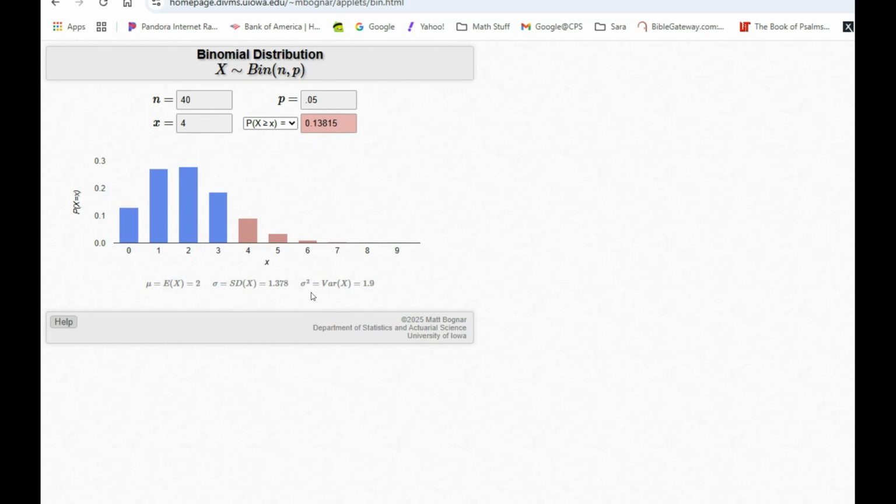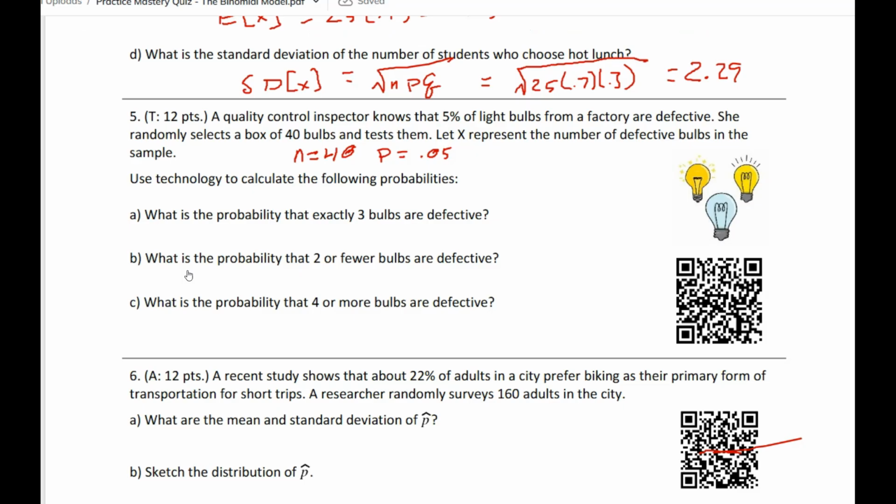The graph also highlights the ones we're talking about. So these in the pink here are the ones that are 4 or more. So going back to the quiz, we can record the answers here from the website. The probability that exactly 3 bulbs were defective was 0.185. The probability that 2 or fewer bulbs were defective, that ended up being about 0.68. And the probability that 4 or more are defective is 0.14 approximately.